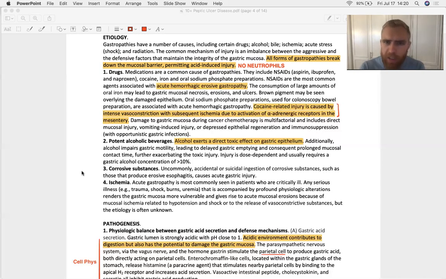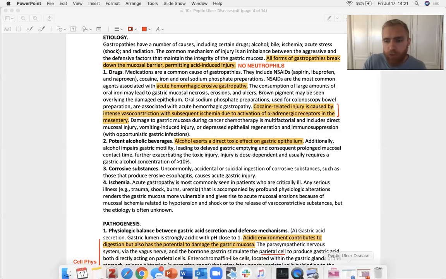Alcohol is directly toxic to the gastric epithelium. And so ischemia is doing the same thing. Well, why do you get the gastropathy? Because the epithelial lining of the stomach gets ischemic. And so then your mucosal barrier breaks down. So that's how the dots connect there. Everything leads back in a gastropathy to the loss of the gastric mucosal layer.